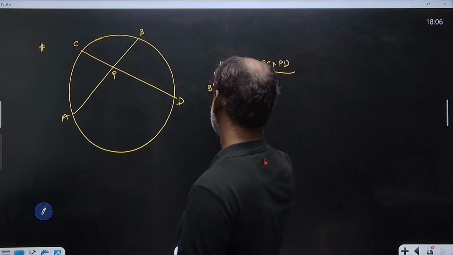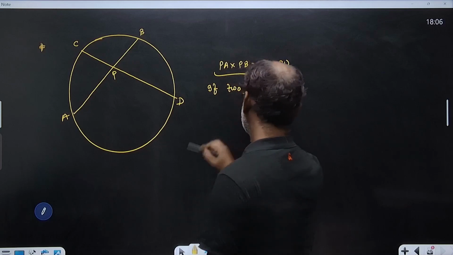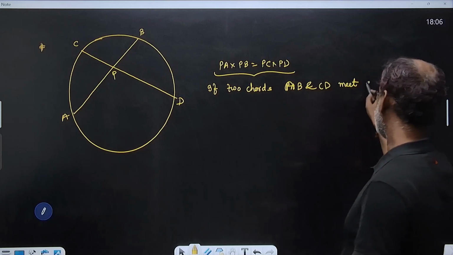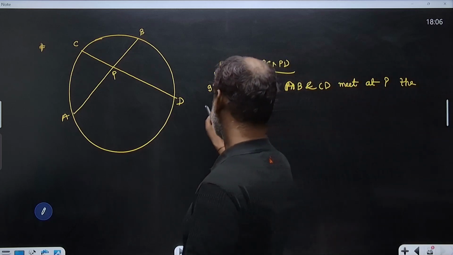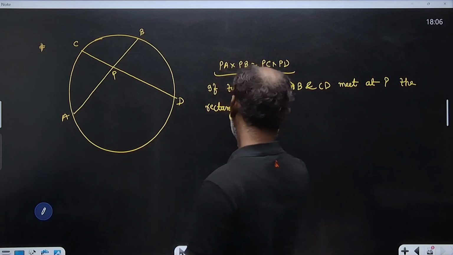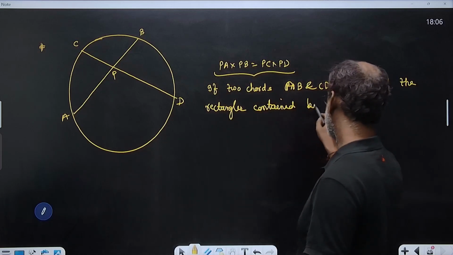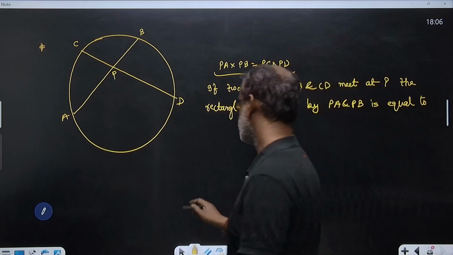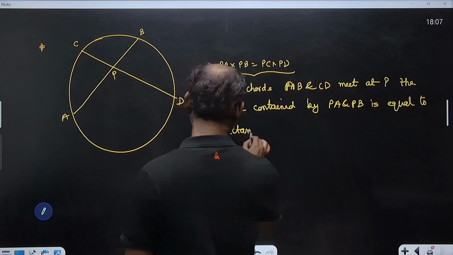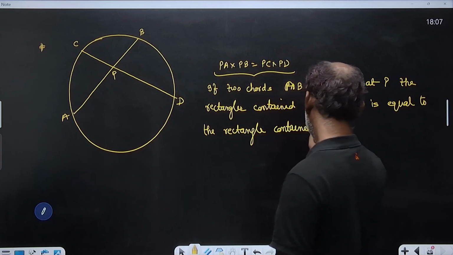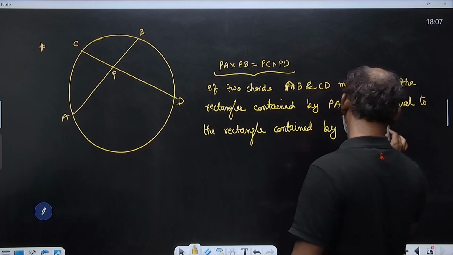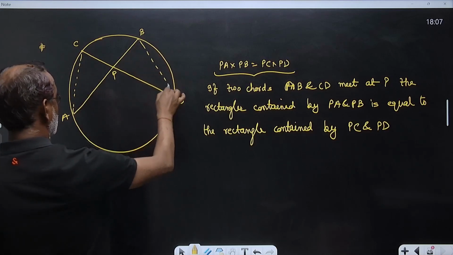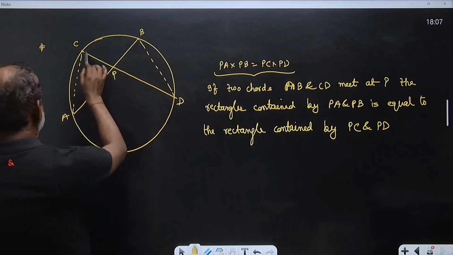Okay, if two chords meet at P, the rectangles, this is how it is written, the rectangles contained by PA and PB is equal to the rectangle contained by PC and PD. So, you can very easily see, okay.